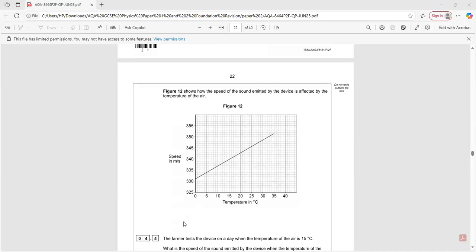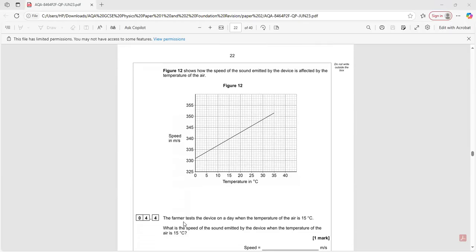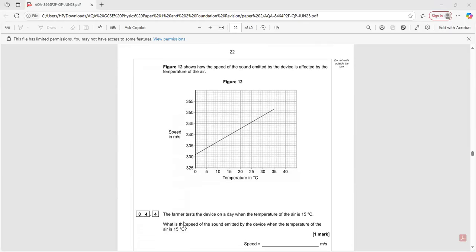This is figure 12. It shows the speed of the sound emitted by the device is affected by the temperature of the air. Yes, temperature affects sound. As temperature increases, the speed of sound also increases, and it's a direct proportionality kind of thing.